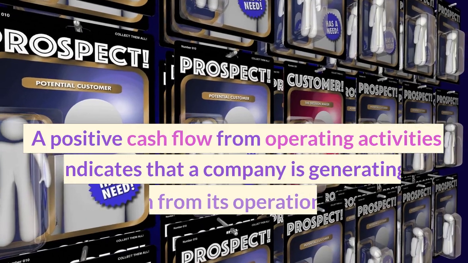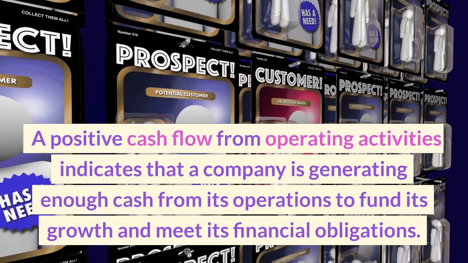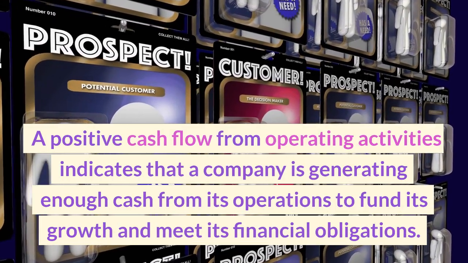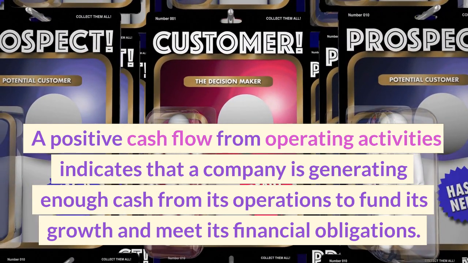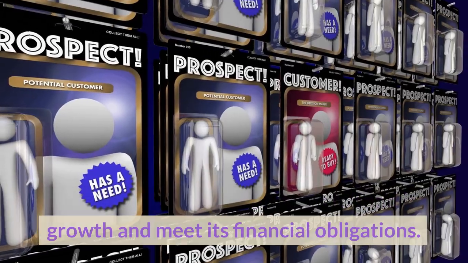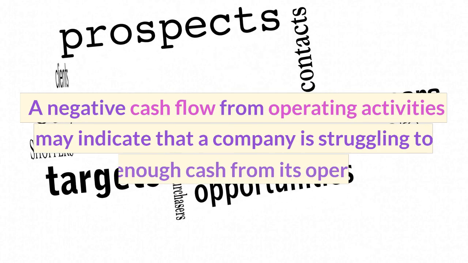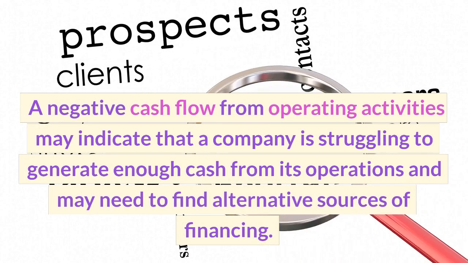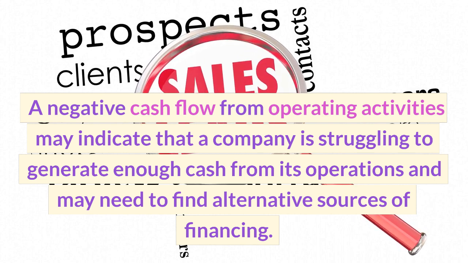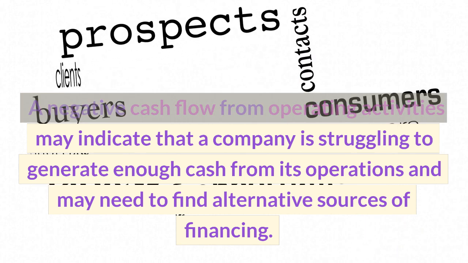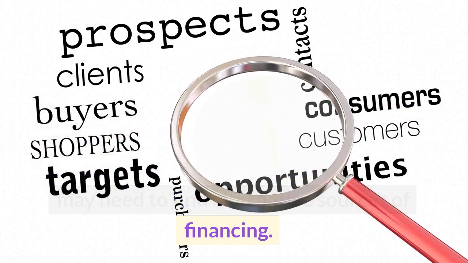A positive cash flow from operating activities indicates that a company is generating enough cash from its operations to fund its growth and meet its financial obligations. A negative cash flow from operating activities may indicate that a company is struggling to generate enough cash from its operations and may need to find alternative sources of financing.